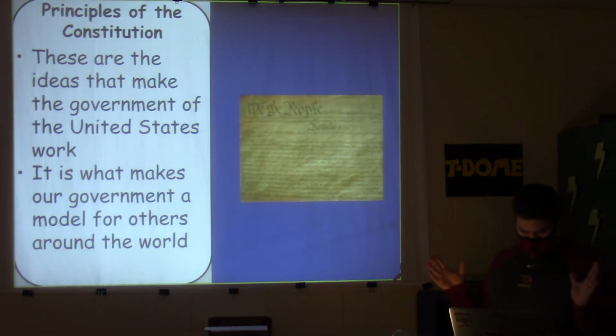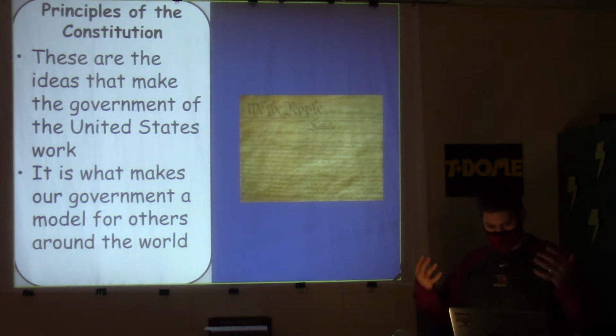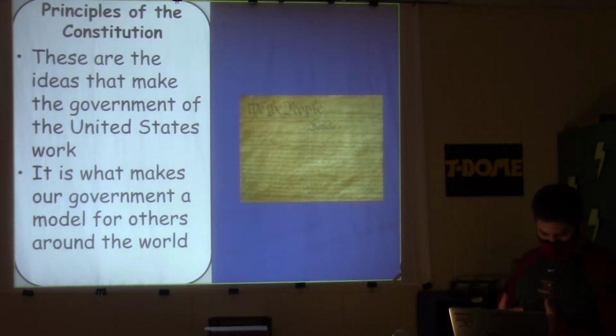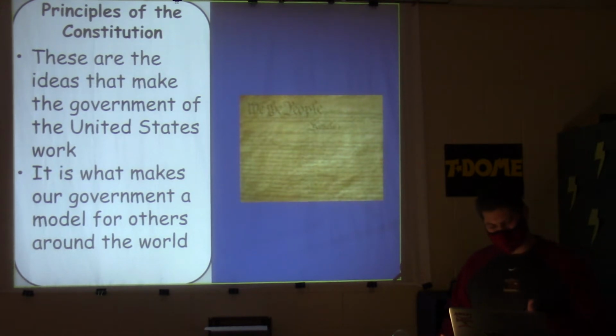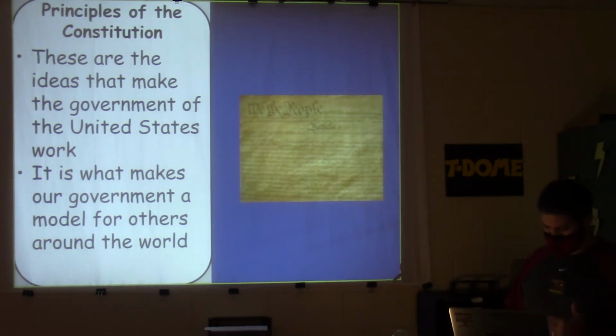So, principles of the Constitution. These are ideas that make the government of the United States work. There's 6 of them. We'll go through each of them. It's what makes our government a model for others around the world. Once we did this and we created our Constitution, a lot of people followed suit. And it is influential throughout the world that it's a living document and it can change. So you'll see this as we go through these.